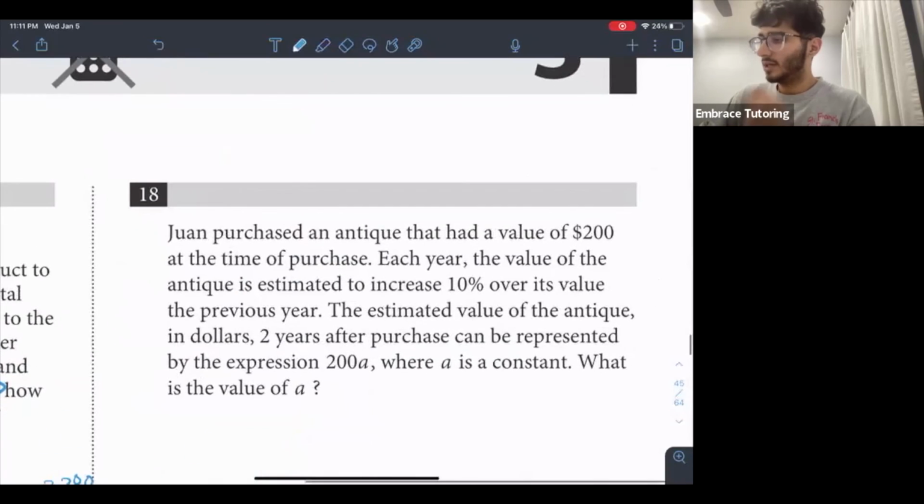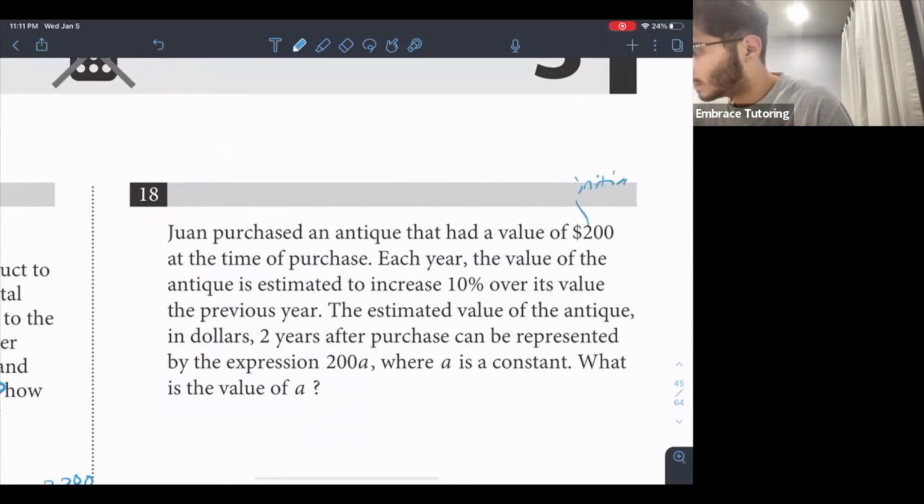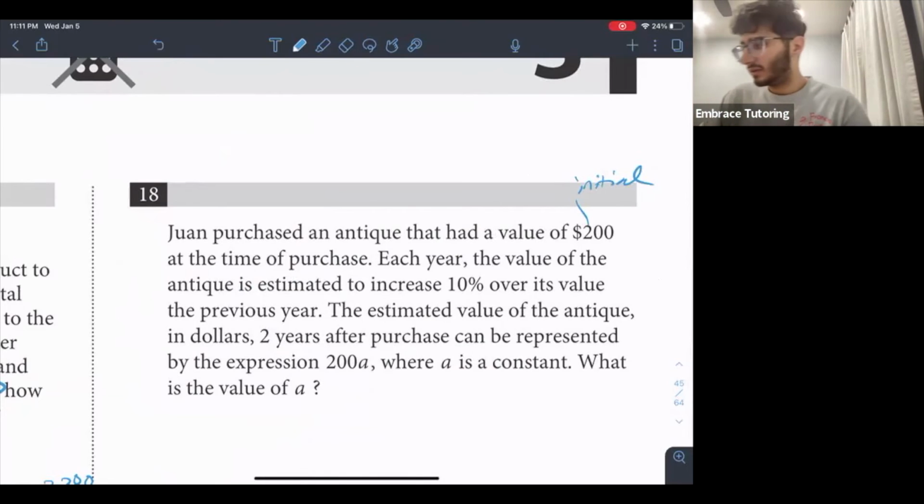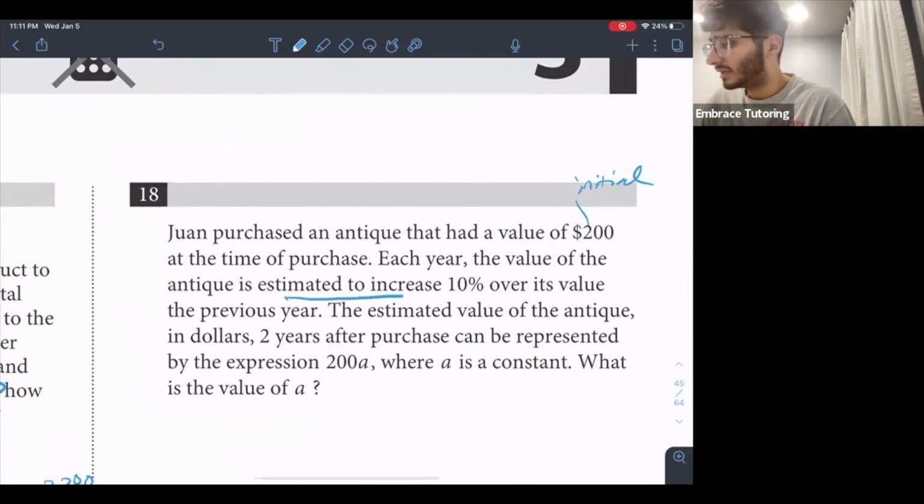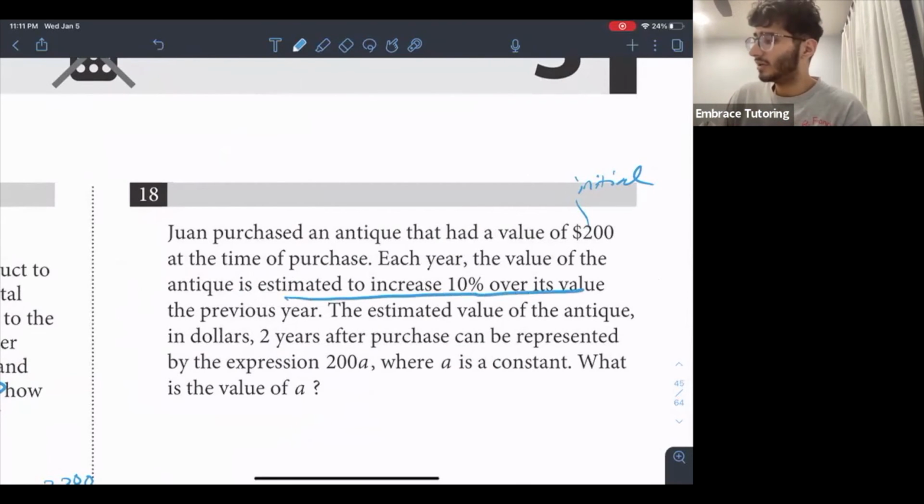Question 18 is Juan purchased an antique that had a value of 200 at the time of purchase. So this is the initial. It's important to write down the initials and all the key terms. At the time of the purchase, each year the value of the antique is estimated to increase 10% over its value the previous year. The estimated value of the antique in dollars 2 years after the purchase can be represented by the expression 200A, where A is a constant. What is the value of A?